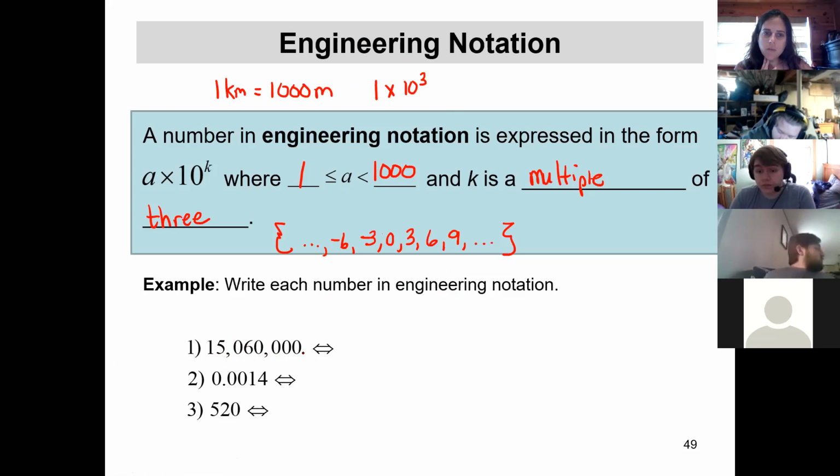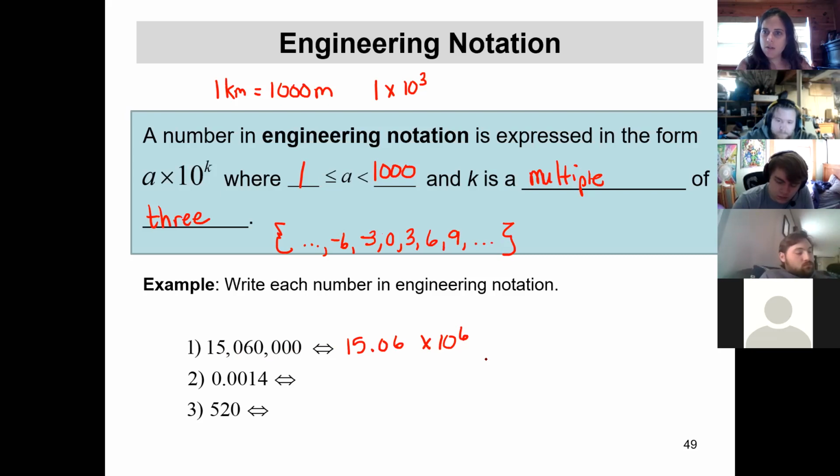So if I move my decimal place, here's 3, here's another 3, because I can only do it by multiples of 3. I want to write the number 15.06 times 10 to the, 3 and 6. So our exponents in engineering notation are going to be 3, 6, 9, or -3, -6, -9. We aren't going to have like 5 or 4 or 7.